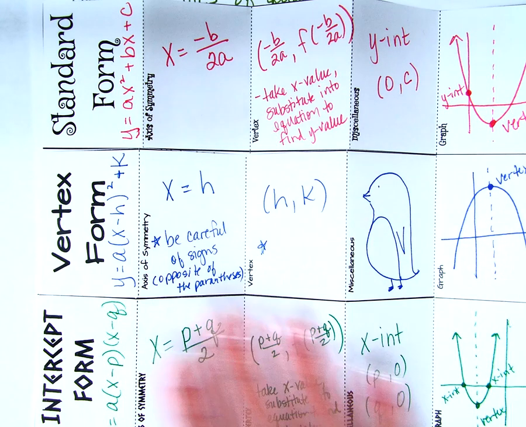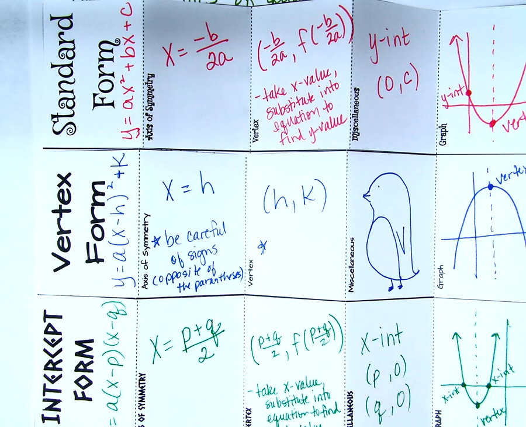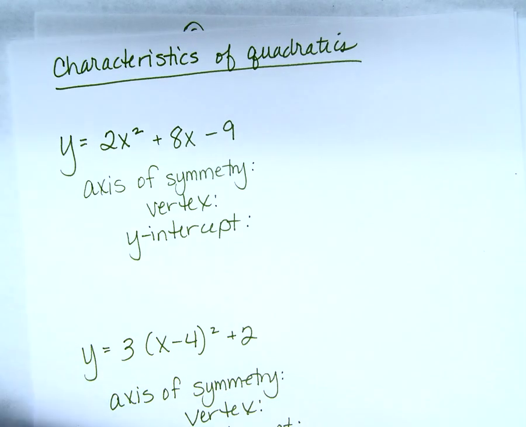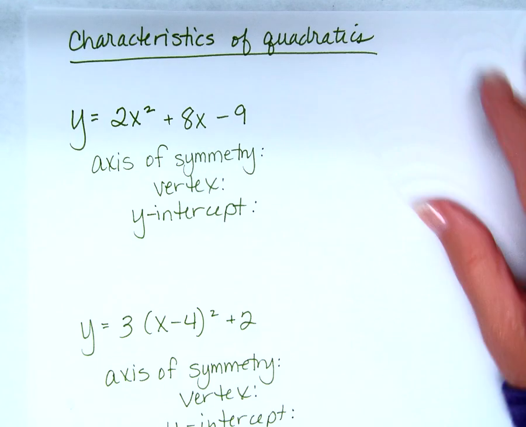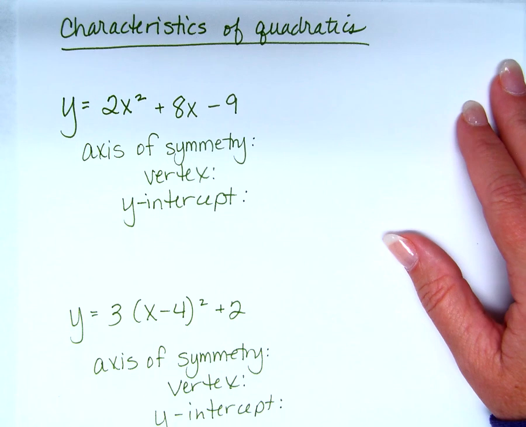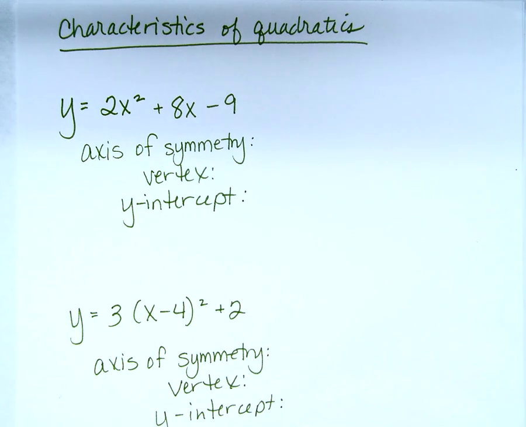But again, we talked about all this yesterday. I'm just going back over it real quick for you, right? Okay? So I want to do some very specific examples about each one of these. Characteristics of quadratics, just like we talked about yesterday. We're just going into a little bit more detail.